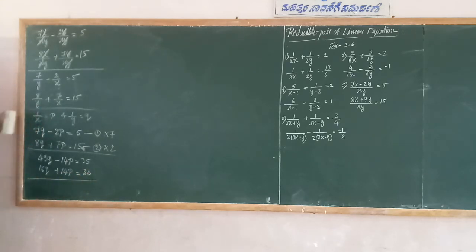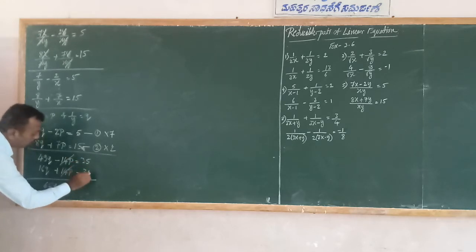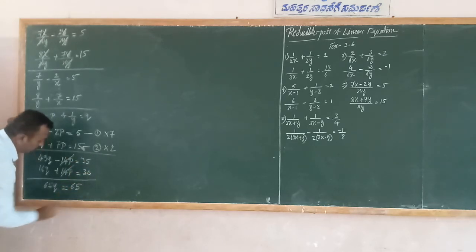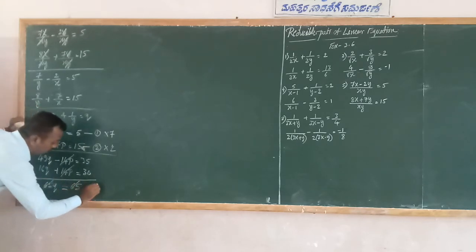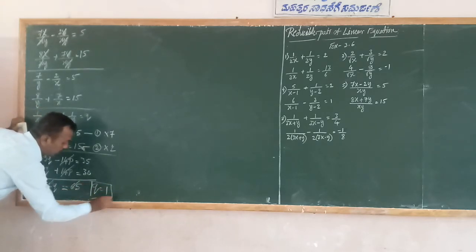Now, minus 14p and plus 14p already cancel each other because the signs are different. You need not change the signs. So 49q and 16q are there. So what do we have to do? Addition. So 49 plus 16 is 65. So 65q is equal to 35 plus 30, 65. Therefore 65 by 65 is 1. Therefore q is equal to 1. The value of q is 1.